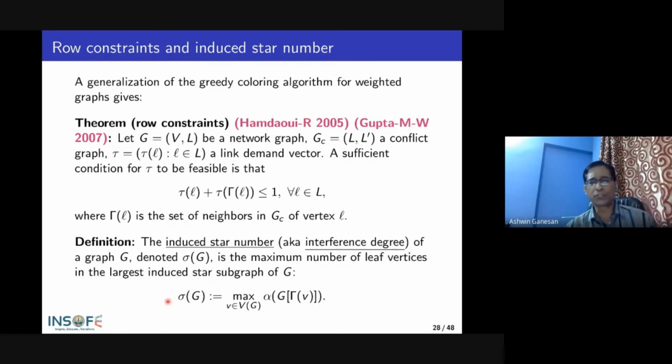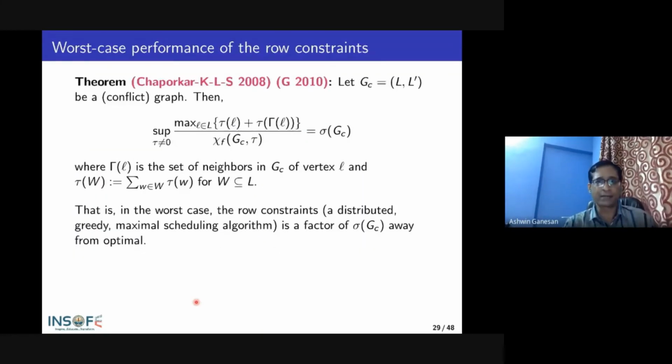And one can prove that the performance of the distributed algorithm that's given here is equal to that particular graph invariant. And that's the theorem that's there in this paper, that the supremum over all the tau of the upper bound to the fractional chromatic number determined by the greedy algorithm, the actual value is exactly equal to that particular graph invariant, sigma of GC.